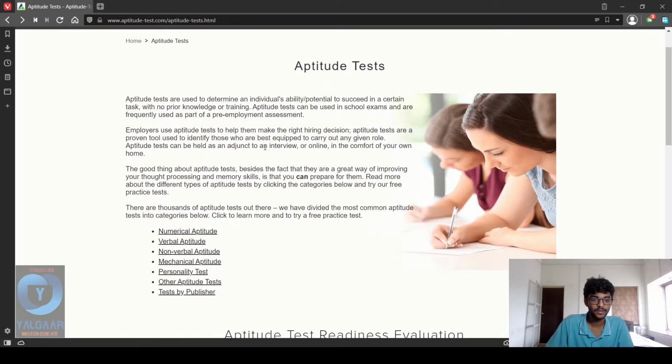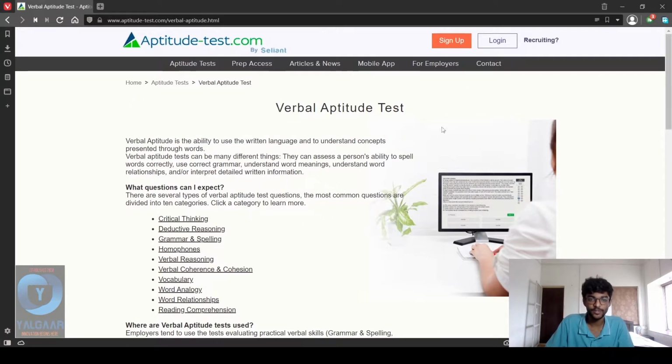Then next we have verbal aptitude. Now, verbal aptitude is obviously using the written language. So there are paragraphs, and those paragraphs will help you understand a particular concept or idea, and then they ask you questions based on that paragraph. There are also grammatical questions.